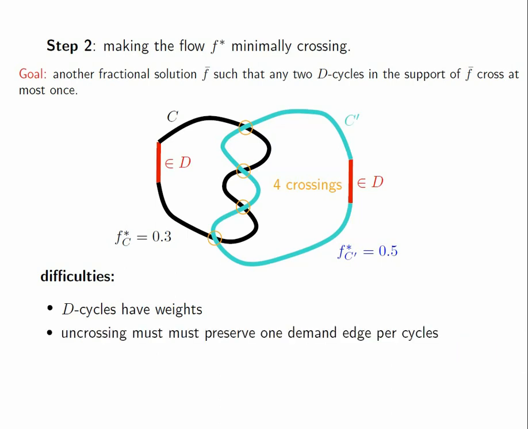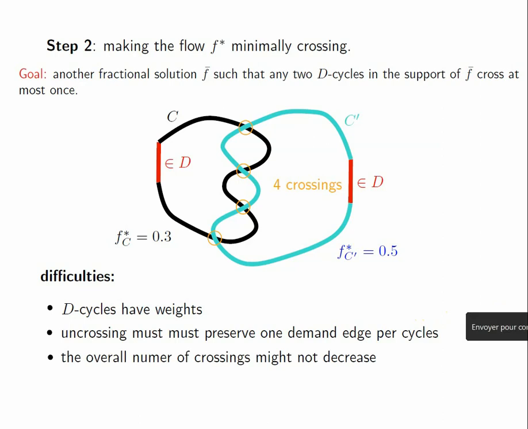We must also be careful with the position of the demand edge on each D cycle, otherwise we might create some cycles with 0 or more than one demand edge. Also, uncrossing two cycles might create new crossings with other cycles. If you are interested in the details of this uncrossing step, you can look at section 4 of the paper.